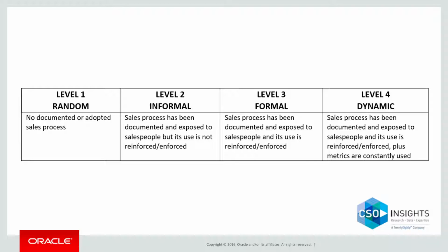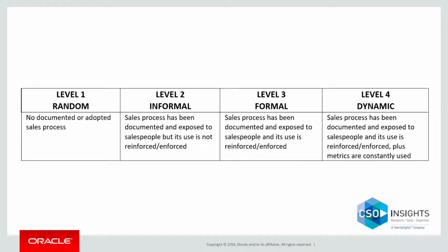Level 2, informal sales process. There is a sales process that's been documented and adopted. Reps are exposed to it. They're expected to use it, but that use is not monitored. It's not reinforced. It's not enforced. Level 3, formal process implementation, is just the opposite. There is a sales process that's been adopted. Reps' use of it is inspected. It's monitored. It's reinforced. It's enforced.